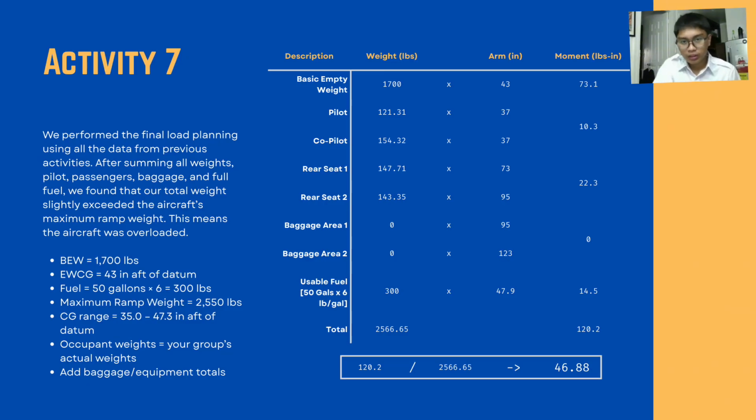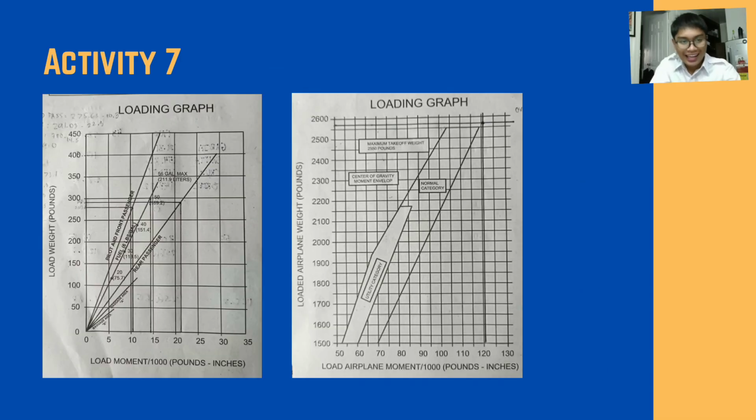So this is our graph. As you can see, in the graph on my left, the loading graph, where we found the moments, we applied the weight first so that we could find the moment. There are lines that indicate the things that we have to locate, which are the pilot, fuel, rear passengers, and whatnot. So what we did was we found the weight and aligned it to that line.